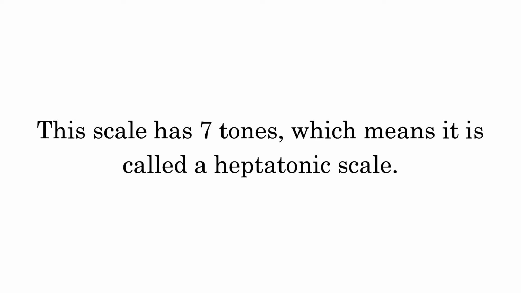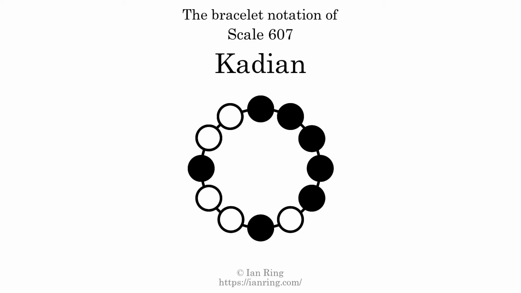This scale has 7 tones, which means it is called a heptatonic scale. This is a bracelet notation diagram of scale 607. The shaded circles represent tones that appear in the scale, and they are read clockwise, starting at the top.